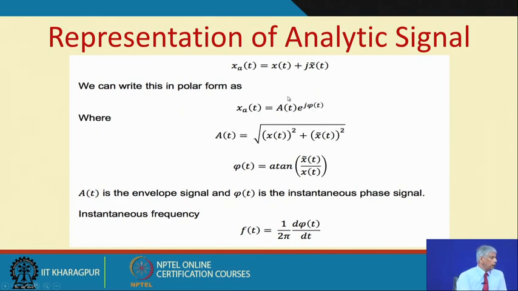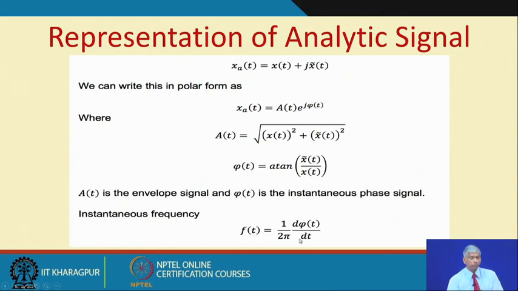So, the analytic signal can be represented in the polar form, where this is the envelope of the signal, and this is the phase. So, it is the envelope of the signal, and phi(t) is the instantaneous angular phase, and instantaneous frequency is nothing but 1 by 2 pi d phi by dt of the instantaneous phase signal. So, this is what we are obtaining from the Hilbert transform. Any signal I can use in the analytic form using a Hilbert transform and get the envelope or get the instantaneous phase and then get the instantaneous frequency.